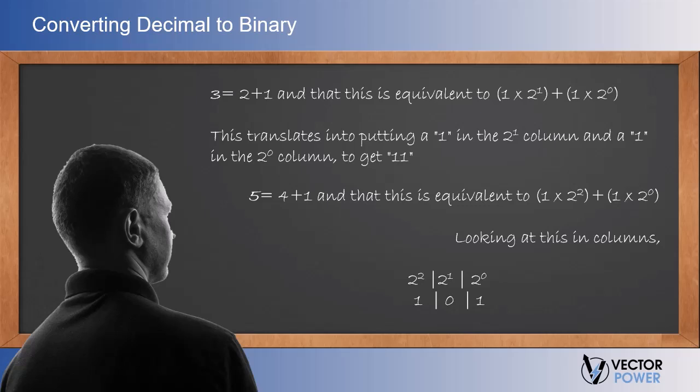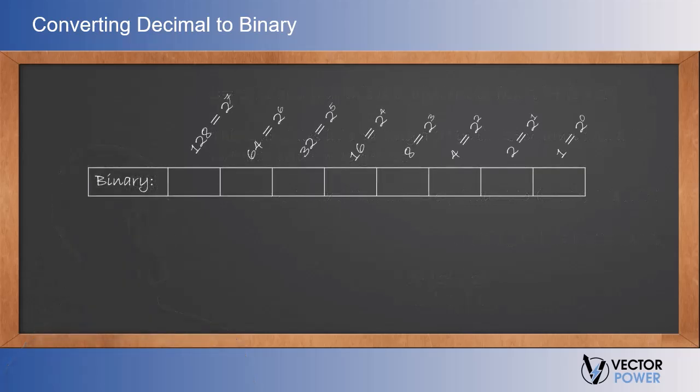What we're doing here is finding the largest power of 2 within the number. 2 to the power of 2 equals 4, which is the largest power of 2 in the number 5. Subtracting that from the number, 5 minus 4 equals 1, and we find the largest power of 2 in the remainder. 2 to the power of 0 equals 1, which is the largest power of 2 in the number 1. Then we just put this into columns. This process continues until we have a remainder of 0. All right, let's take a look at how it works.